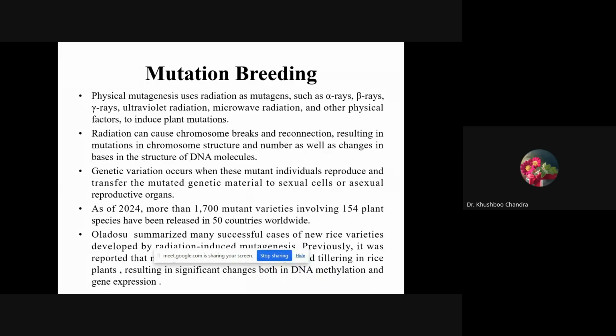Like we have micro mutation as well as macro mutation. If in the case of mutation the change is very slight, sometimes it is confusing, it might be due to your environment. Okay, so till now 1700 mutant varieties have been released worldwide, and here either the physical mutagen or chemical mutagen, especially EMS mutagenesis, has successfully improved yield, tolerance towards stress and quality in different crops like rice, wheat, and sugarcane.